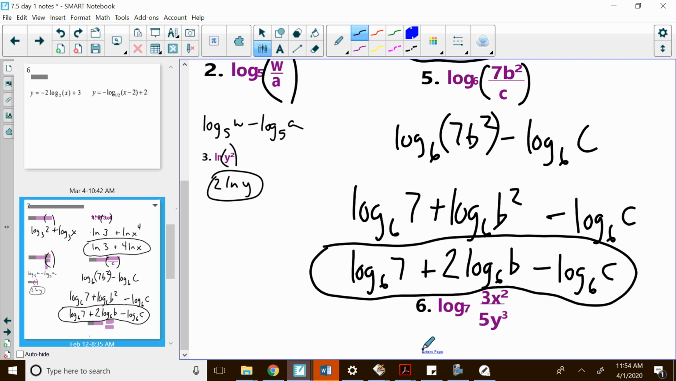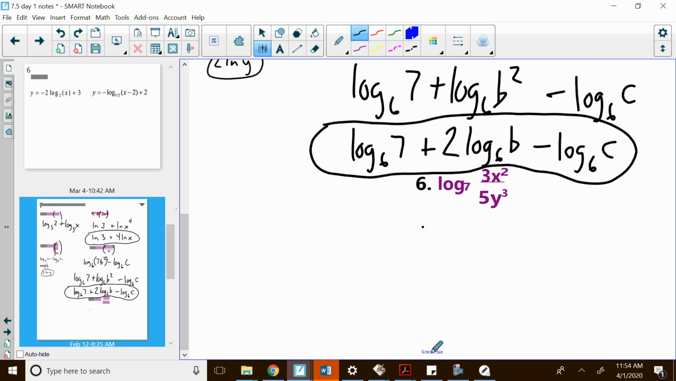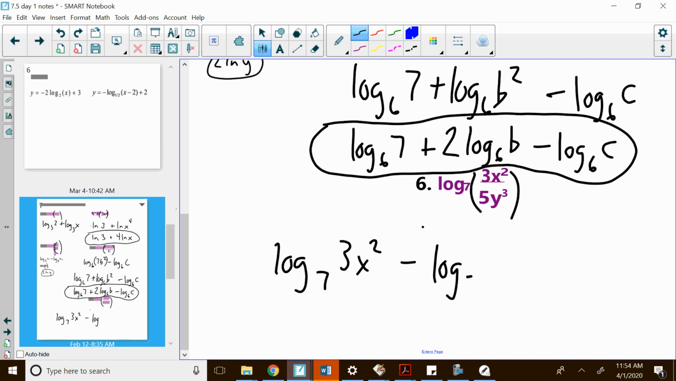Okay, number 6, I'm going to follow kind of the same principles. The log base 7 of 3x squared over 5y cubed. We have a fraction, so separate that fraction out using our quotient property. So that would be the log base 7 of 3x squared minus the log base 7 of 5y cubed.